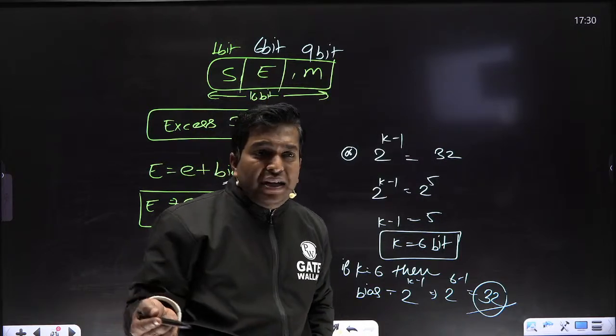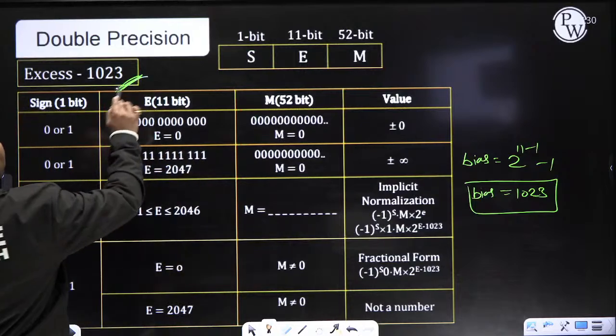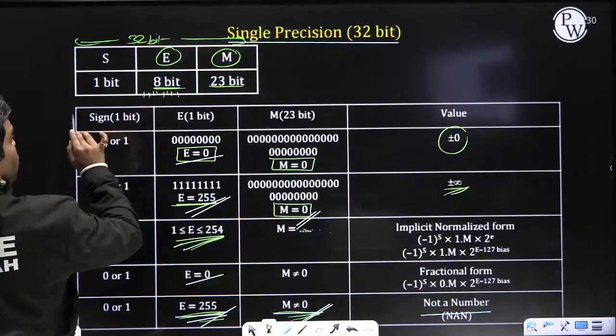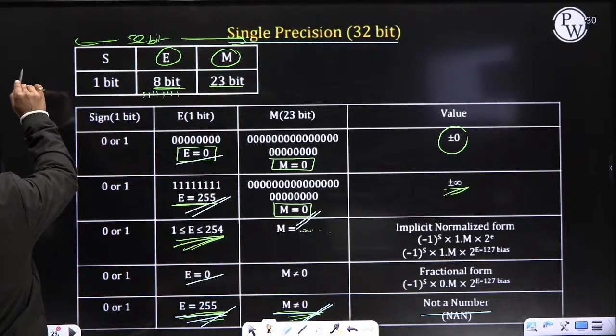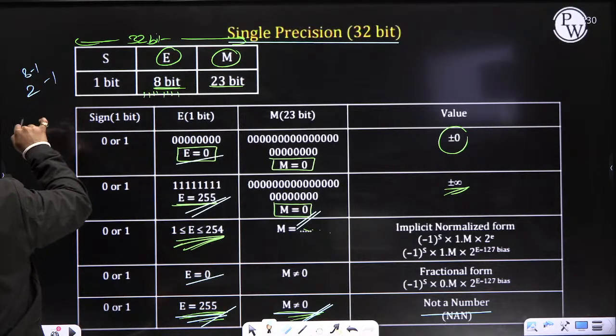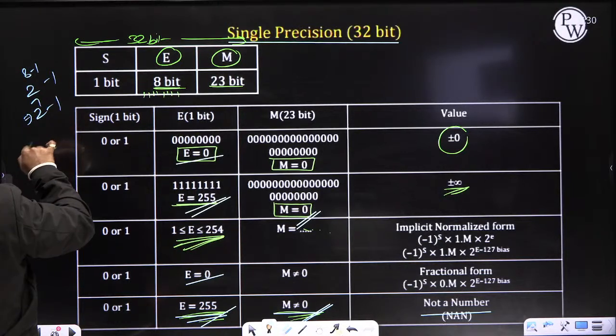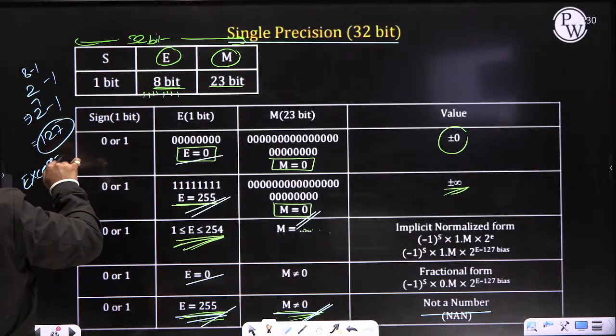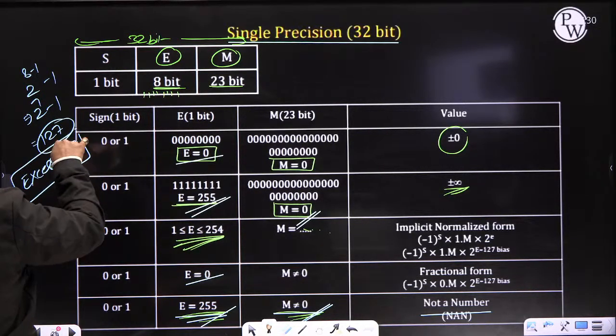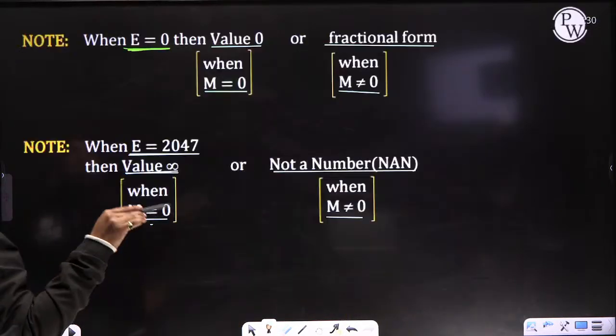Or if it is IEEE 754, then you can say 1023, or here bias will be 2 raised to power 8 minus 1 minus 1, 2 raised to power 7 minus 1, 127. You can say excess 127 also. Hope so it is crystal clear, everyone.